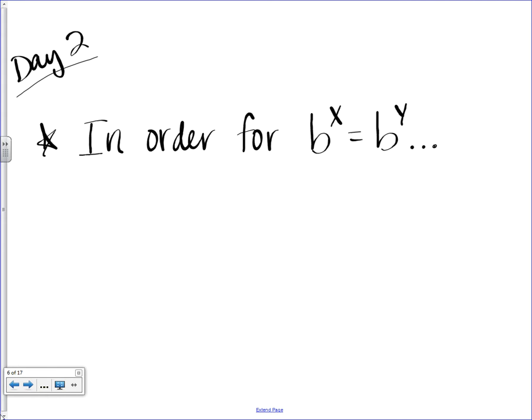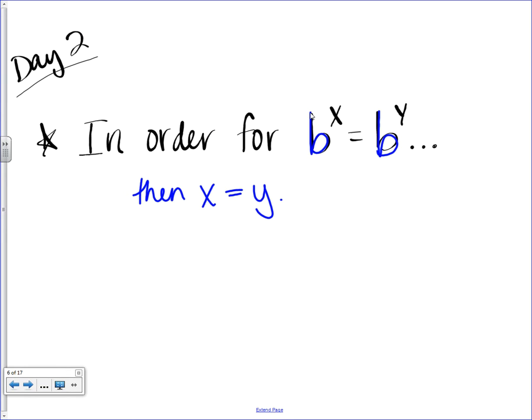So if I give you this equation, b to the x equals b to the y, in order for me to make that happen, what has to be true? Well, I hope you notice that these bases are the same. So I have a base raised to x equal to a base raised to y, and those bases are the same. In order for that to happen, then x must equal y. There's no way for those two things to be equal otherwise. If the b's are equal, then the exponents will have to be equal. Otherwise, there's no possible way for those numbers to be equivalent.